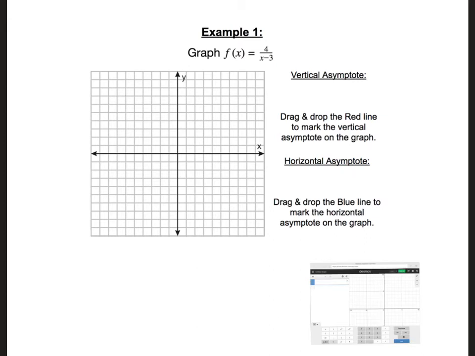Hello, in this video we are working on 4.2 example 1. We are going to graph f of x equals 4 over x minus 3. That is our rational function we are working with today. The first thing we're going to do is find our vertical asymptote.